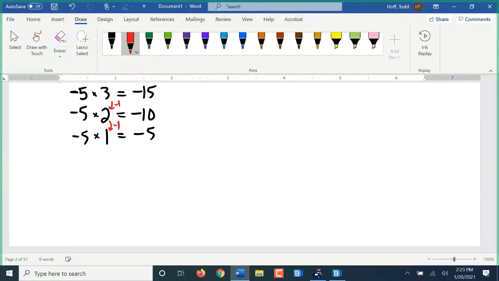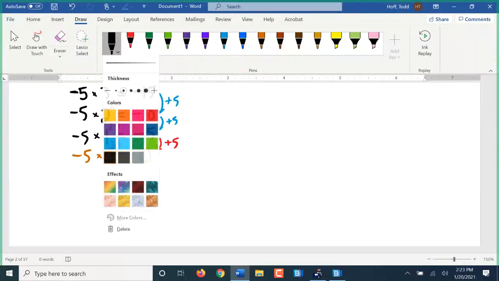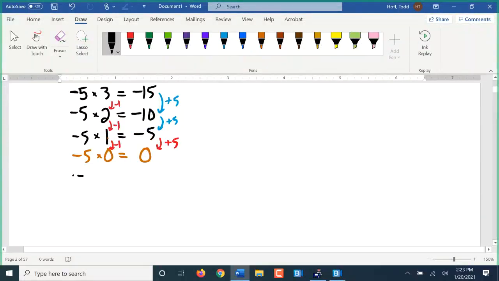Now let's look at our pattern. I kept the -5 each time, and I reduced the number I'm multiplying by 1. My result got bigger by 5 each time. I went from -15 up to -10, from -10 up to -5. Let's see if that pattern holds if I go one more step. I start with the -5 again. What's 1 minus 1? 0. And of course, anything times 0 is 0. So we reduced this by 1 again, and this answer got larger by 5 again. So the pattern continued. So we're going to assume that pattern keeps continuing.